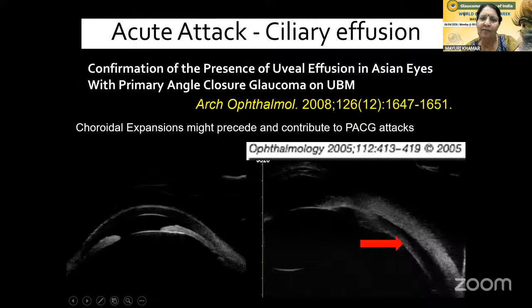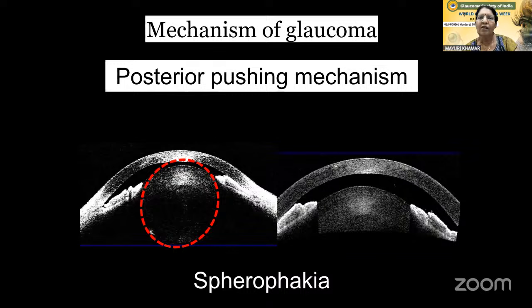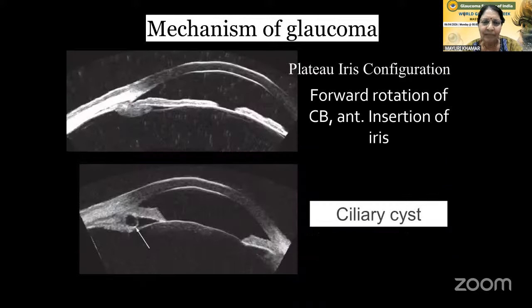If it is acute angle closure glaucoma, by doing UBM, you can see the ciliary body effusion, which might precede and contribute to primary angle closure attacks. Now, another mechanism is the posterior pushing mechanism. Spherophakia is a classic example where the lens is pushing the iris forward. Here, PI may be questionable.